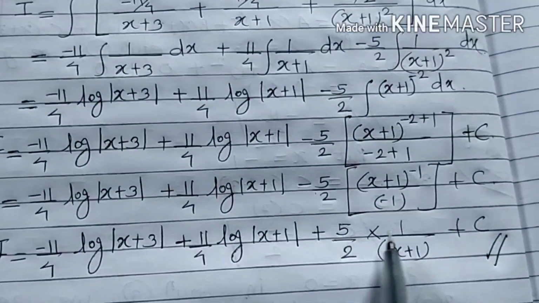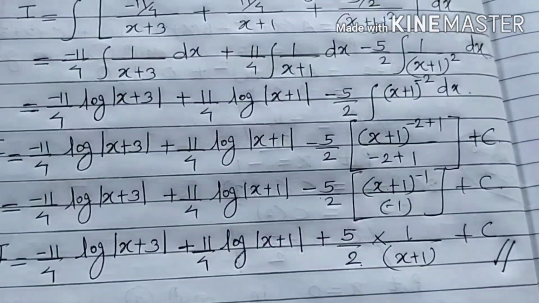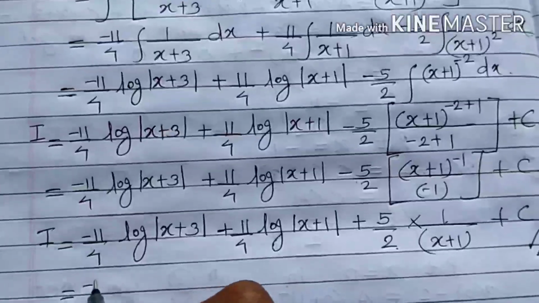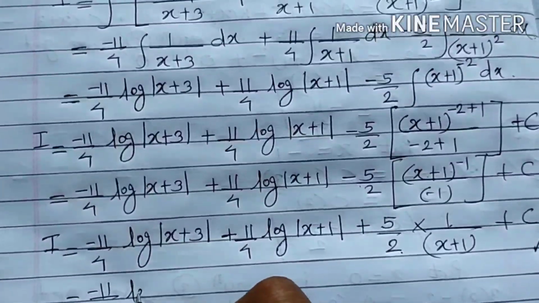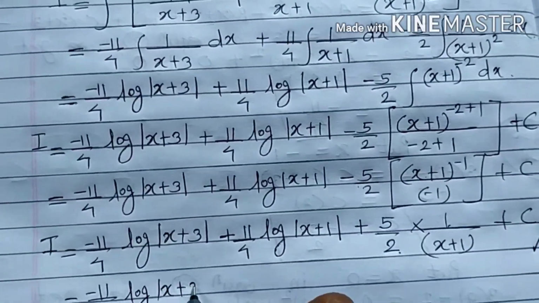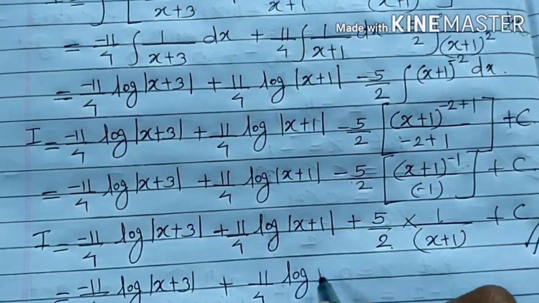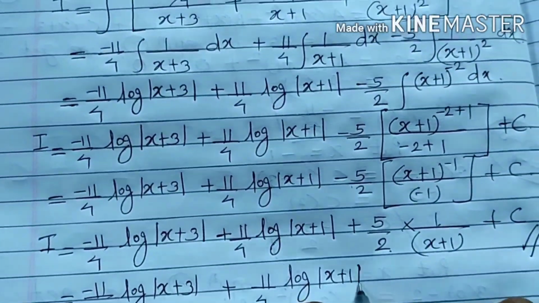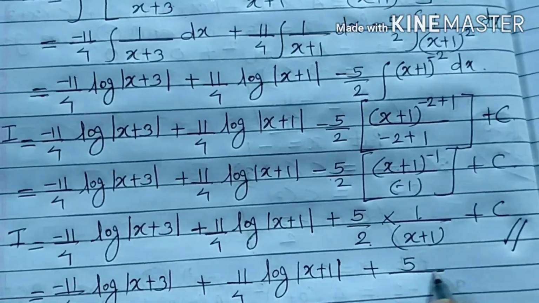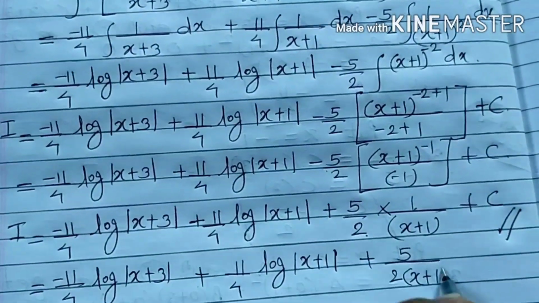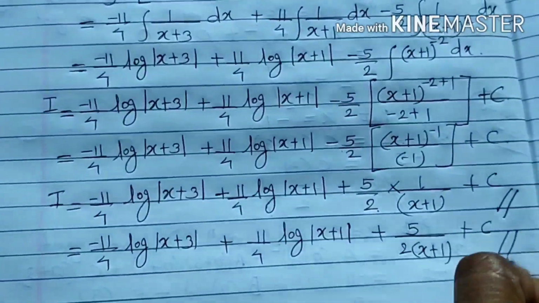Also you can write it as 5 upon 2 into x plus 1, minus 11 by 4 log x plus 3 plus 11 by 4 log x plus 1, plus 5 upon 2 into x plus 1, plus c. So these are also our answer.